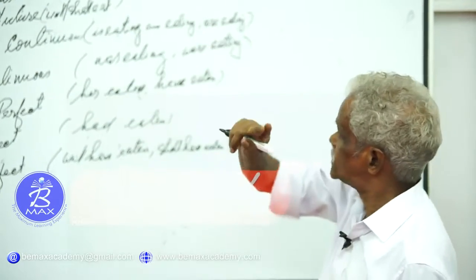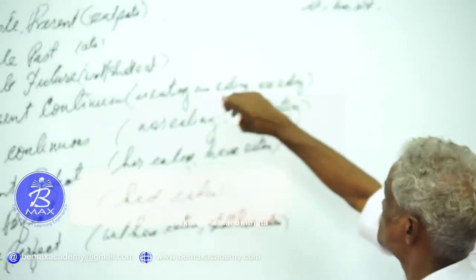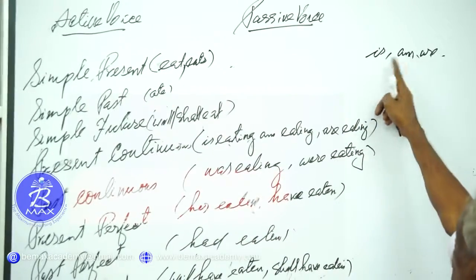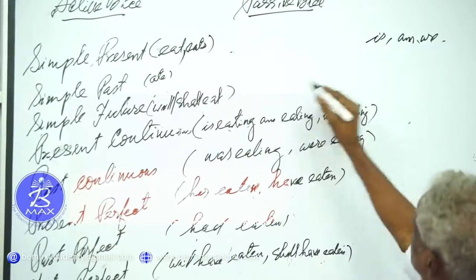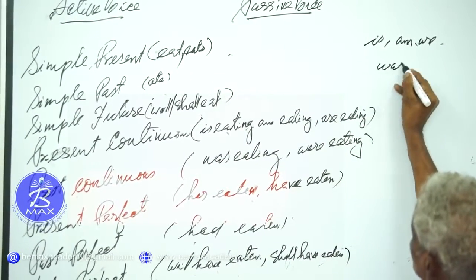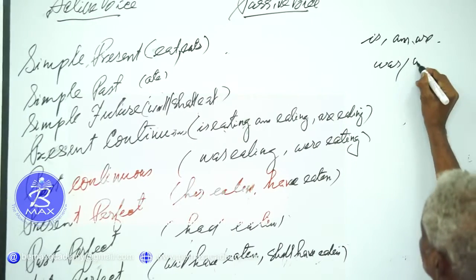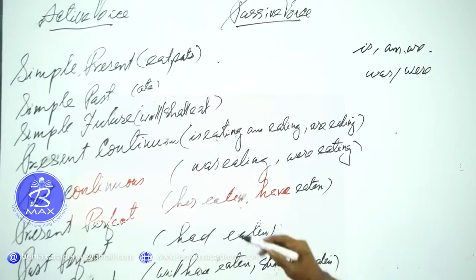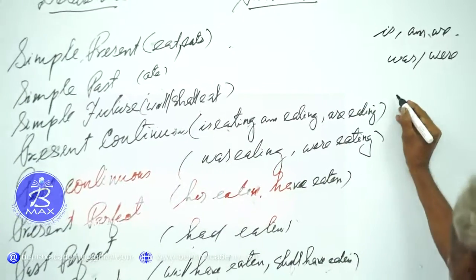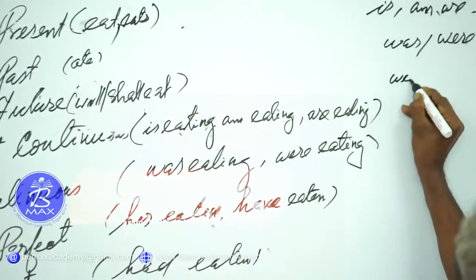The boy eats 2 apples. Suppose 2 apples are eaten. Okay, like that. Then if it is past tense, say was or were. Past tense. Singular was, plural were. Ate. Will eat. That is will be or shall be.